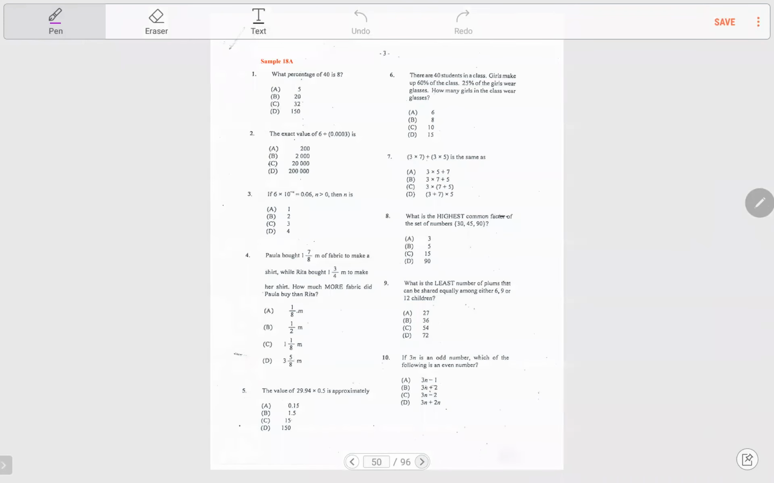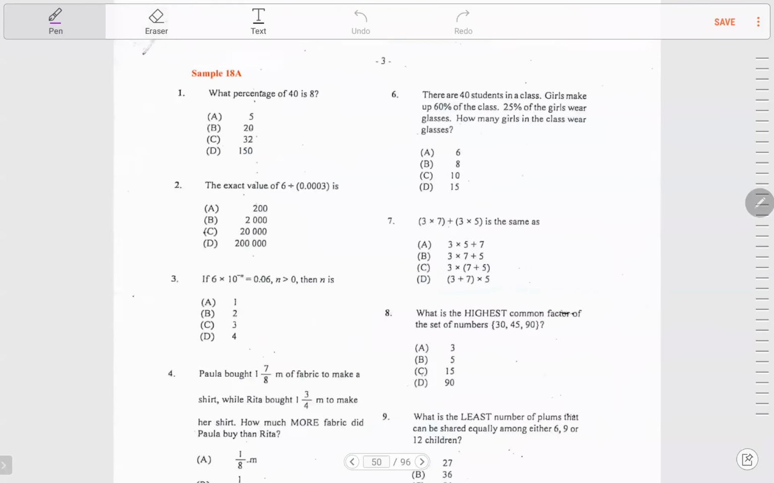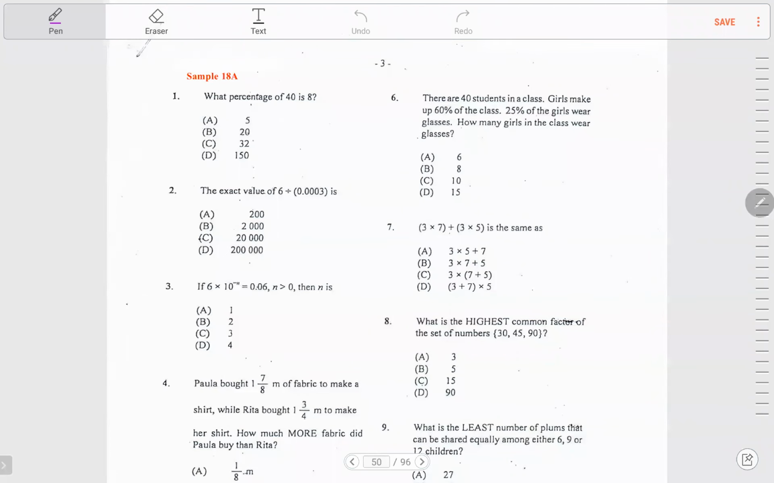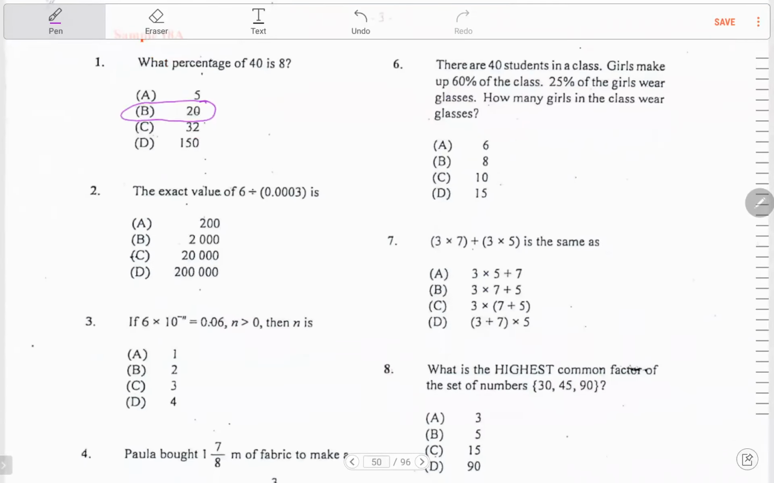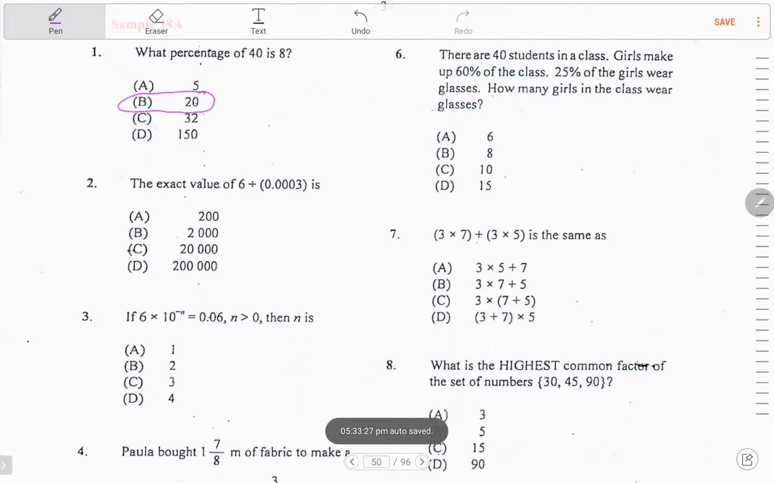Alright, so this is a question paper we did already. Question we did already, and the answer was 20. So any question we did already, we're just going to mark them. So we did this one already. It's 20. And this one now asks for the value of 6 divided by that.